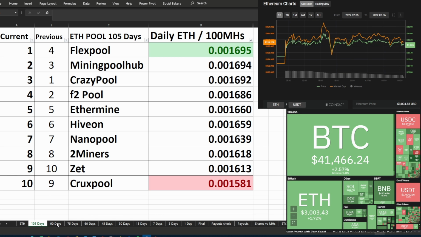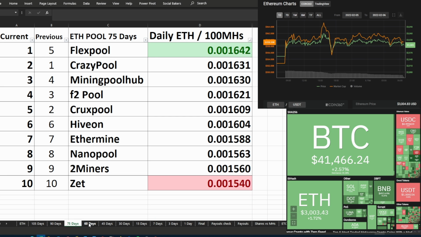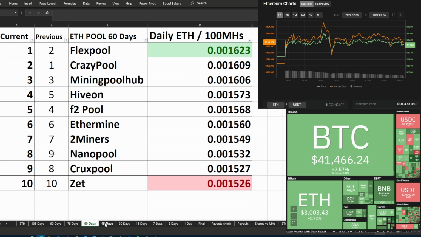Hi everyone, in today's video we're looking at the top 10 ETH pools, or Ethereum pools, which include 7 of the biggest Ethereum pools as well as 3 very popular Ethereum pools, to see where they are currently ranking with their daily payouts per 100 megahash that you give to them.